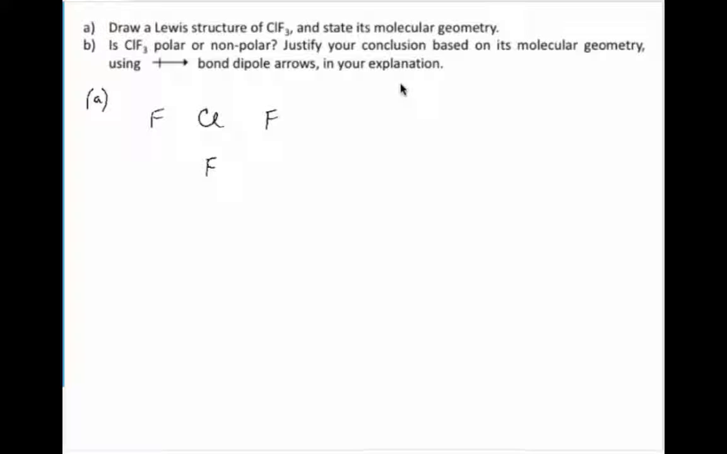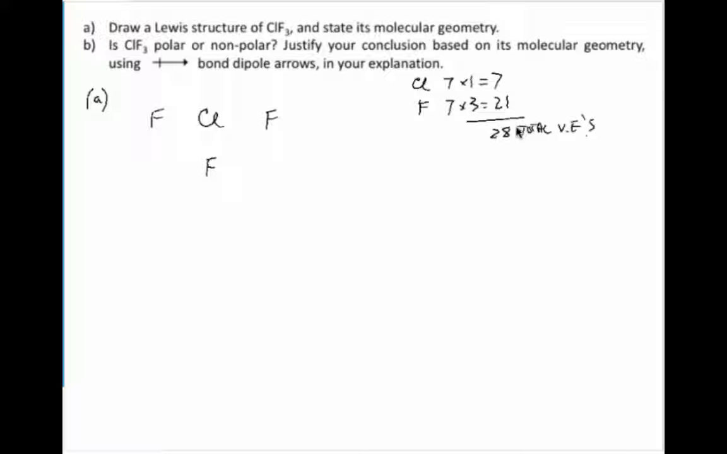Let's determine the number of valence shell electrons. Chlorine has 7. We have one of them, 7 times 1 is 7. Fluorine, again, group 7 of the periodic table, and we have 3 of those. 7 times 3 is 21. 21 and 7, 28 total valence electrons.